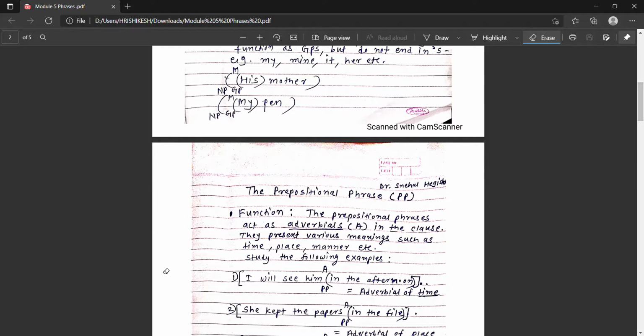What is the symbol for adverbials? Capital A. They present various meanings. Just like adverbs, adverbials also tell you time, place, manner, frequency, cause, purpose. Study the following examples and then you can understand prepositional phrases. What is the function of the prepositional phrases?